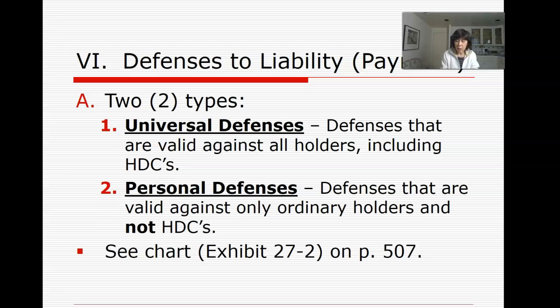Let me try to differentiate for you right now, and then we'll take a quick look at this chart that's in your textbook, so it might help you when you are studying and learning the difference between the 2 types here. So a universal defense is a defense that is good against all types of holders, both ordinary holders and holders in due course. HDC is the abbreviation for holder in due course. So you can catch it here, universal, going to be good defense against everybody, every type of holder. Ordinary and holders in due course.